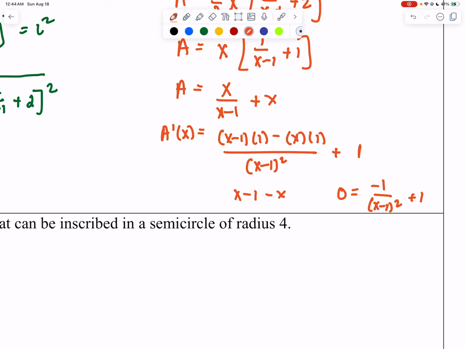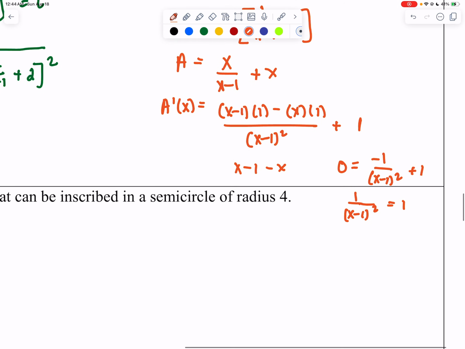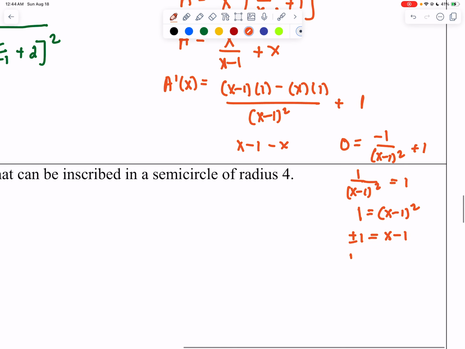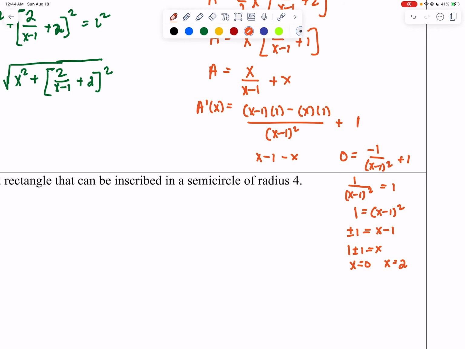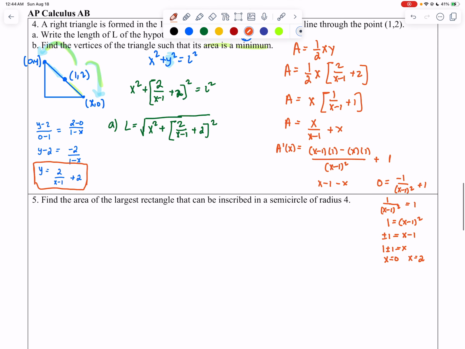I'm going to move the negative 1 over (x minus 1) squared to the left, so it is equal to 1. I'm going to multiply that out, and then I'm going to take the square root, and then I'm going to add 1. If I do that, I'm going to get x is equal to 0 and x is equal to 2. Here's my problem if x is equal to 0. If x is equal to 0, then I'm going to have (0, 0). That's not going to make a triangle. So that's going to be gone. She's gone. We don't want her.